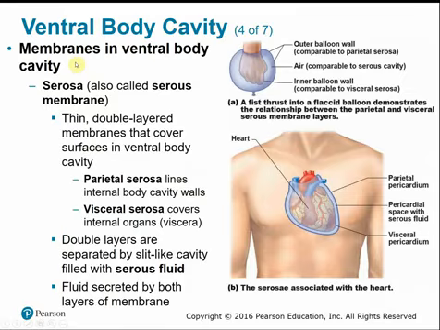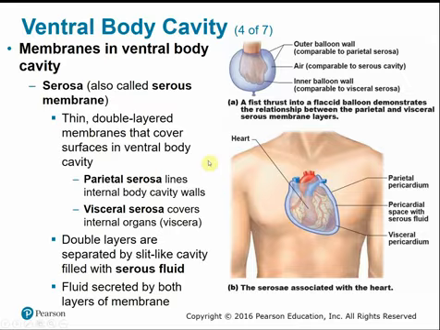The membranes in the ventral body cavity are sometimes called serosa, or a serous membrane. It's a very thin, double-layered membrane that covers the surfaces in that body cavity. These two layers have different names. The outermost layer is called the parietal, which lines the cavity wall itself. The visceral layer covers the actual surface of the organ.